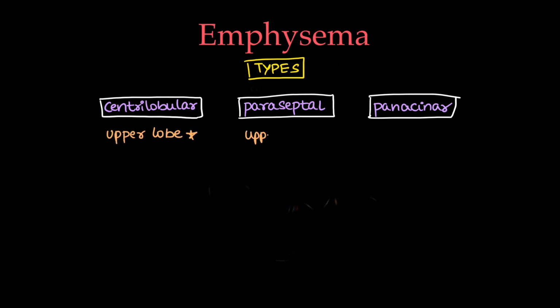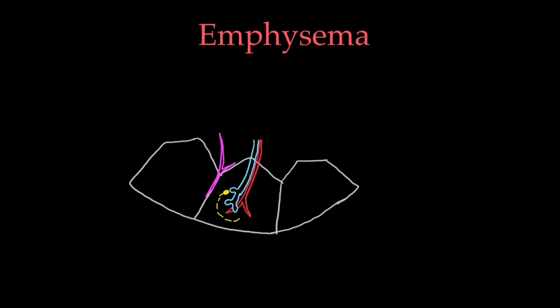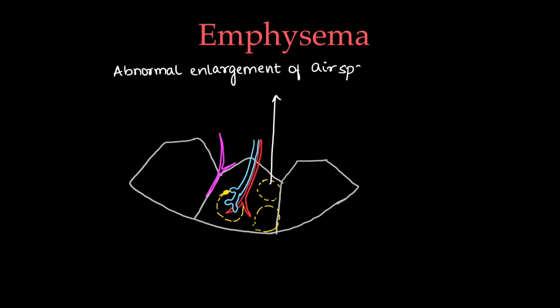So centrilobular emphysema is upper lobe predominant, paraseptal also. Panacinar will be diffuse. Centrilobular seen in smokers, paraseptal seen in smokers, also in non-smokers. Panacinar is seen mainly in alpha-1 antiproteinase deficiency. So centriacinar, paraseptal, and panacinar we saw.